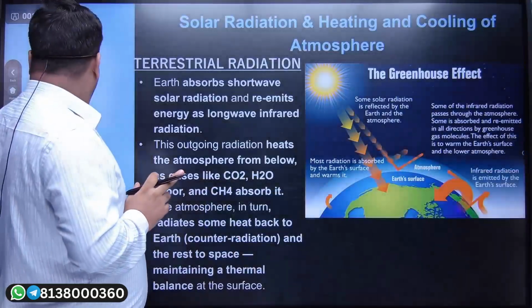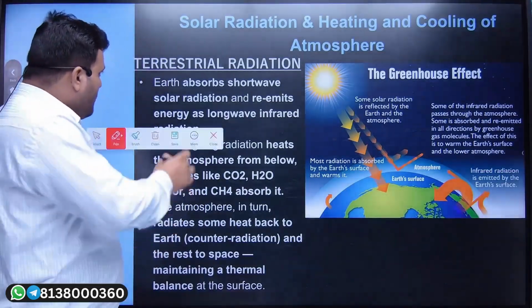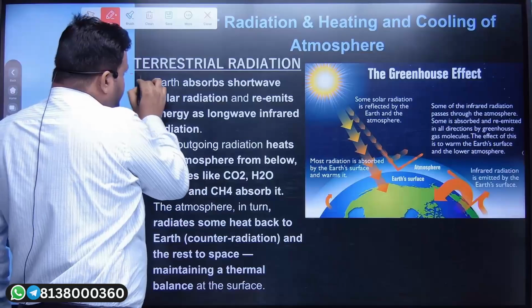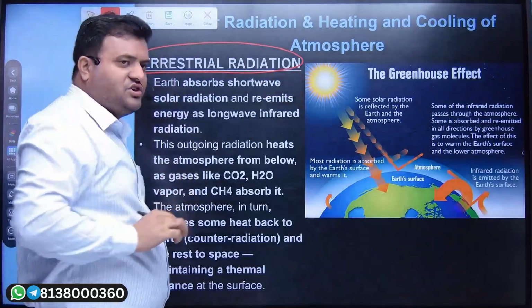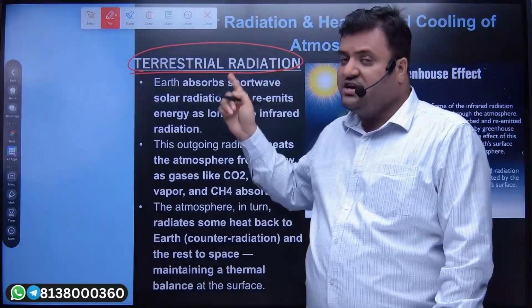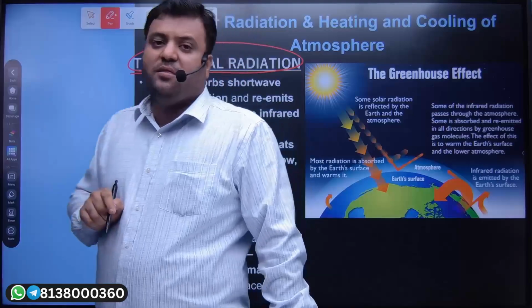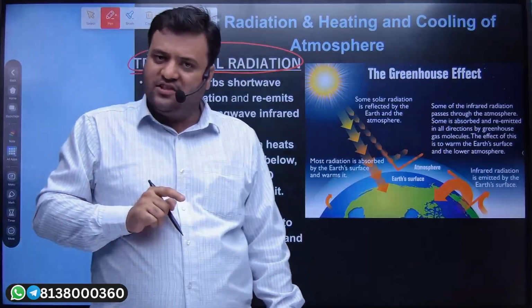Moving ahead, cooling. So when there is a terrestrial radiation, now what is a terrestrial radiation? Terrestrial radiation is that long wave radiation. This terrestrial radiation or long wave radiation is actually being released by the earth's surface. Why does the earth release it?